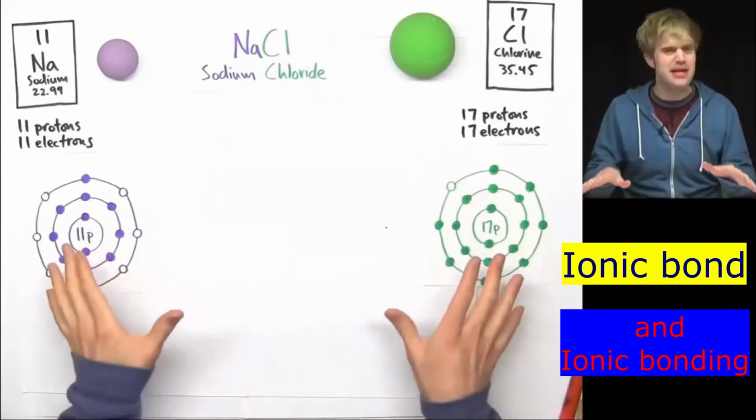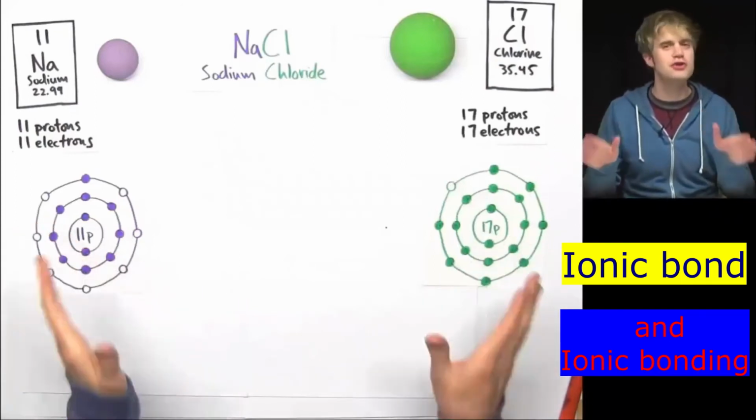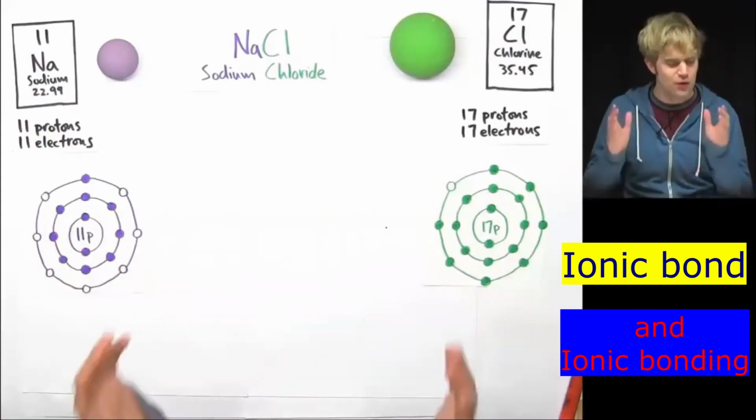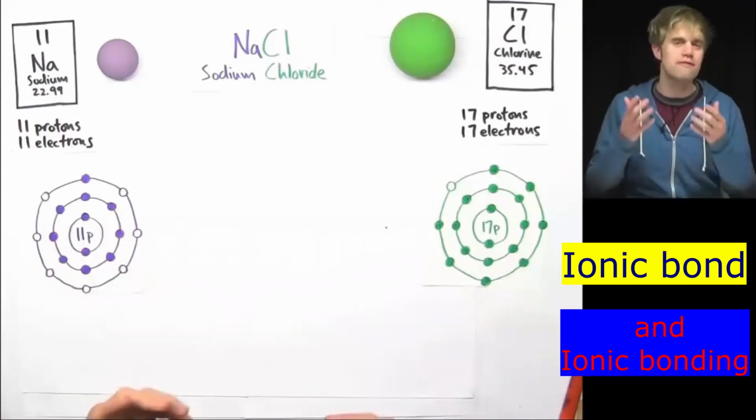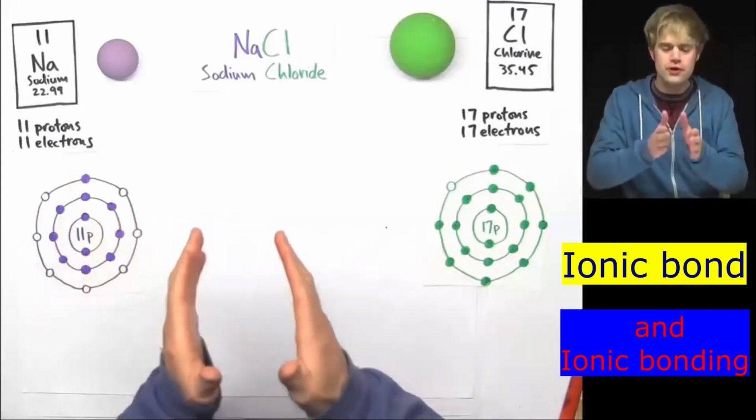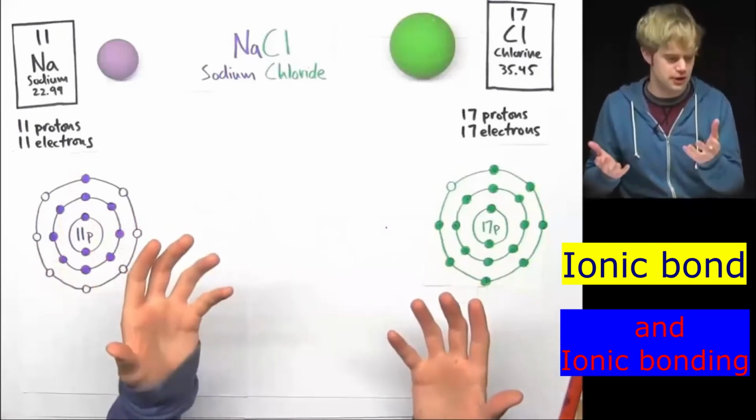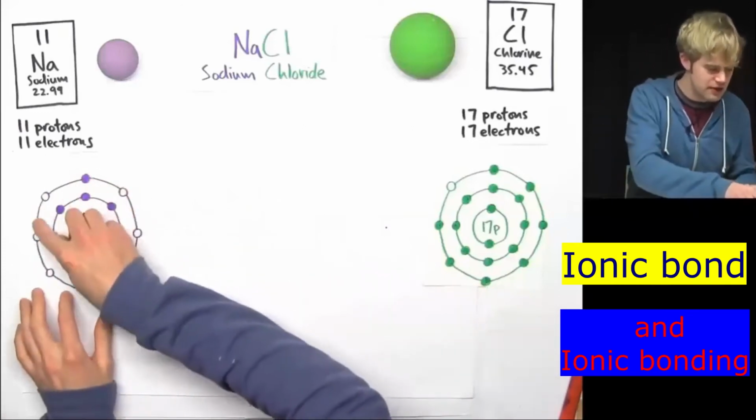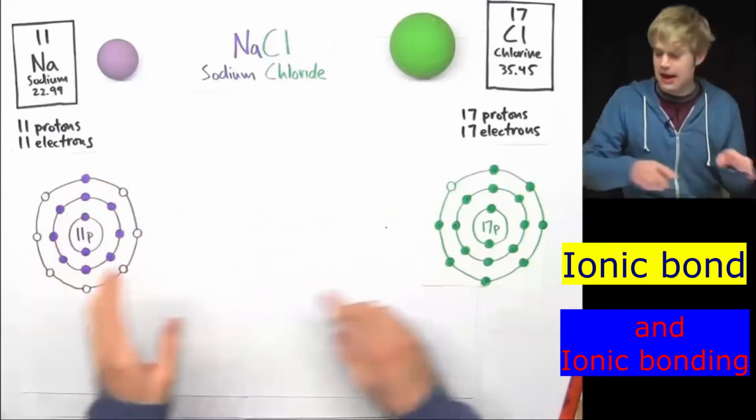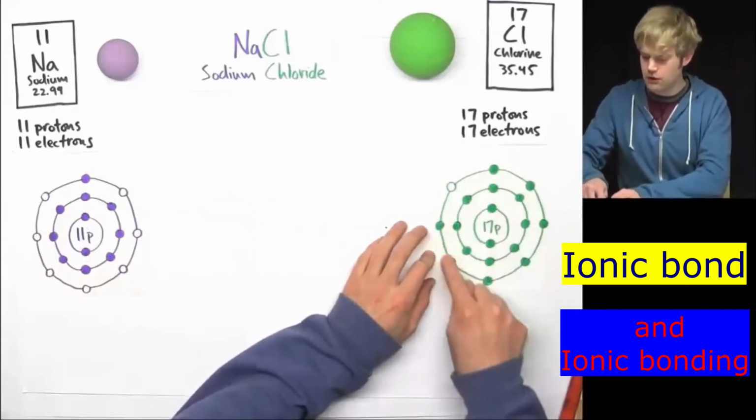Now, you may not be able to tell from these diagrams, but these are two very unhappy atoms. The reason why has to do with their valence shells. You remember what valence shells are? They are the furthest out energy level that still has electrons in it. Okay, so for example, this is the valence shell of sodium. It's got one electron here. And this is the valence shell, the furthest out shell for chlorine.